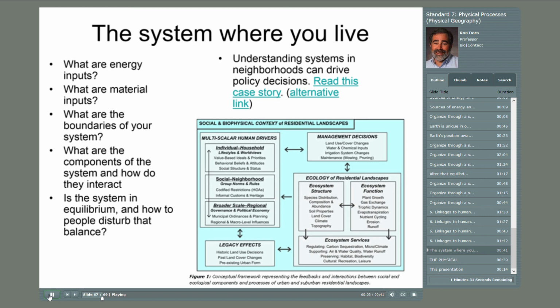Thinking about where you live as a system is not that difficult. I think everybody on planet Earth can do it. You can think about where you live in terms of the energy inputs, the material inputs, the boundaries of the system. And if you read this case story about neighborhoods in metropolitan Phoenix viewed as systems, where there's the social and the physical geography context of the residential landscapes where we live, it's a way to think about the interaction between people and place. I encourage you to pause this slide, take a look at the diagram, and click on the link and read a short case story.